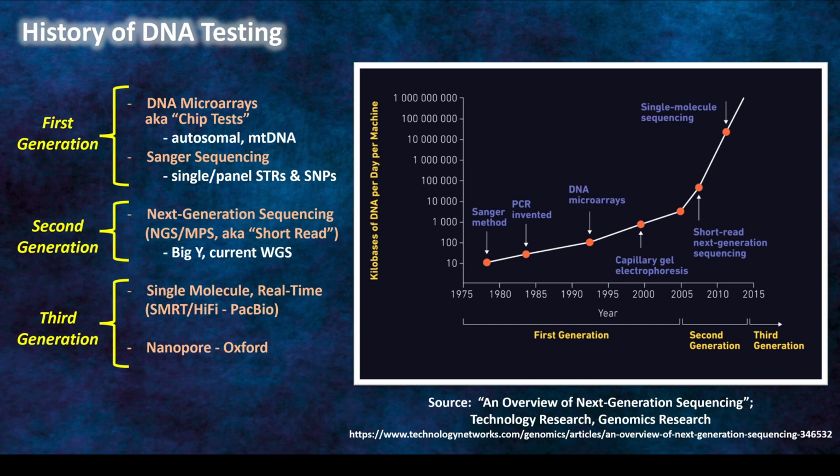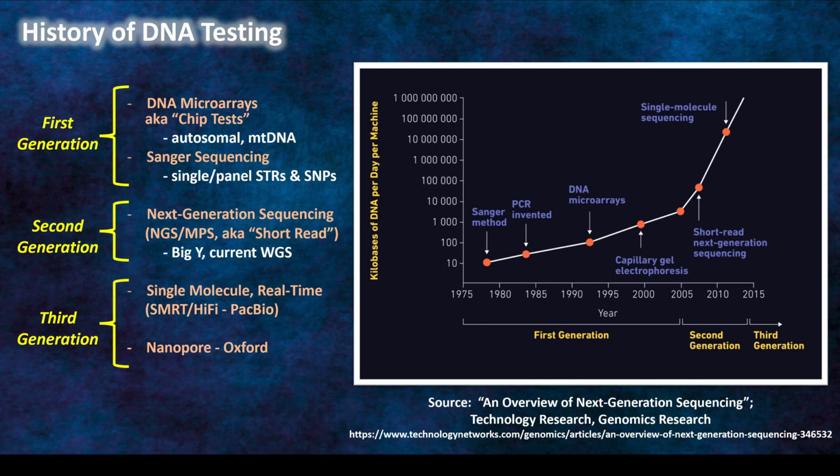And then in the early 2010s, or around 2010, we started to get technologies that could do single molecule sequencing, and I'll talk about those in context as the future technologies that are coming down. Those are really what's called third generation sequencing. So we have 3 generations.